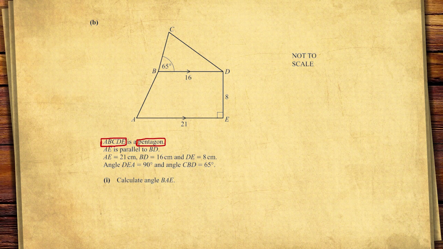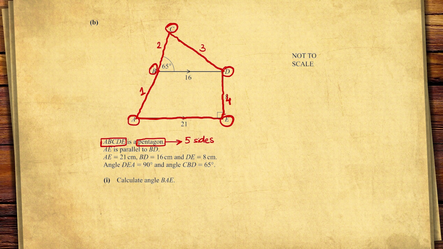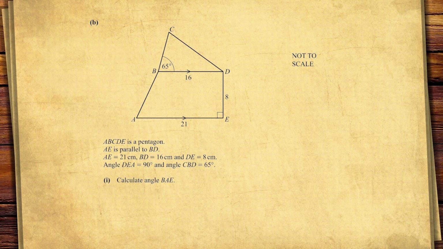ABCDE is a pentagon. And a pentagon is a figure that has 5 straight sides. So ABCDE has 5 sides: 1, 2, 3, 4, 5. So it's a pentagon. Now this pentagon is made up of 2 other shapes.